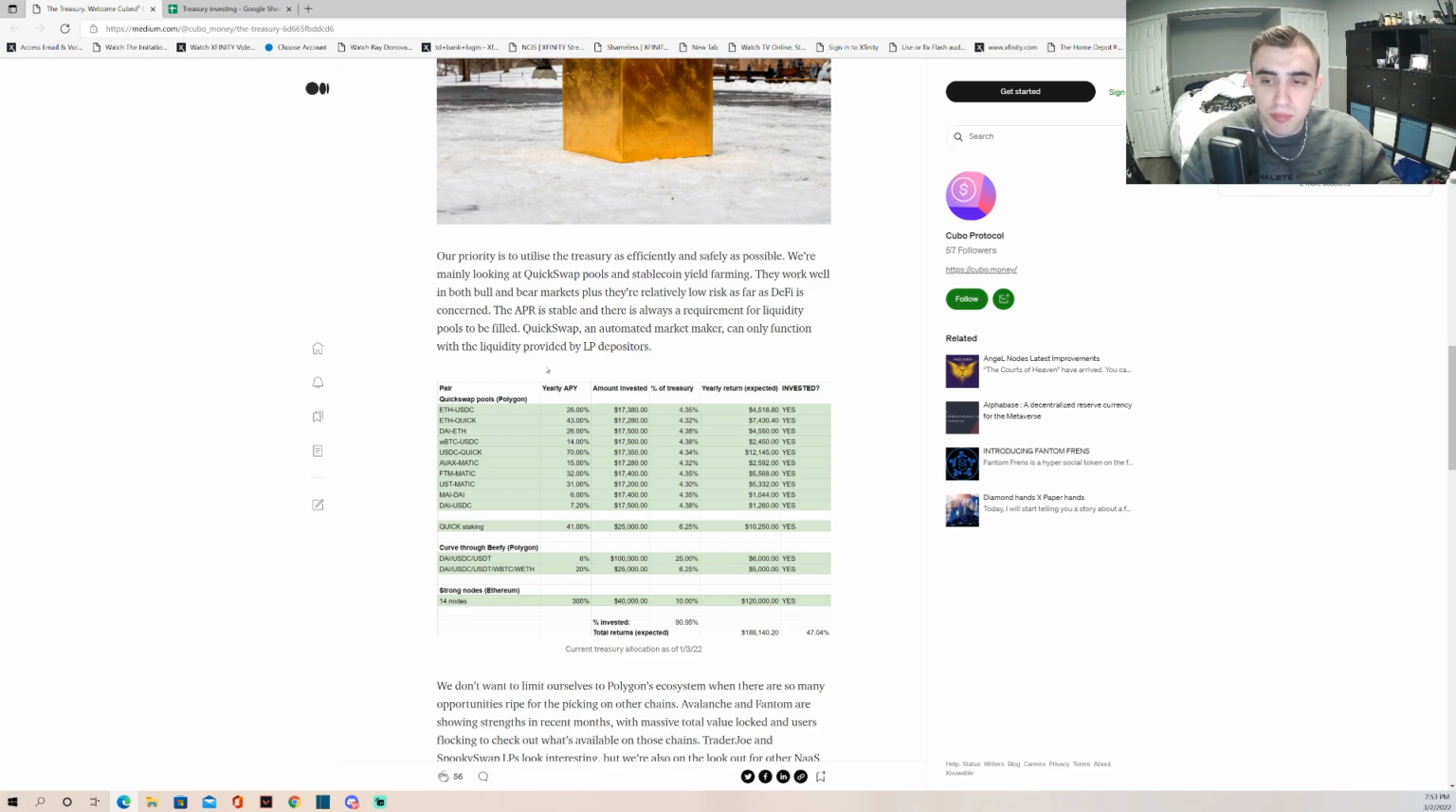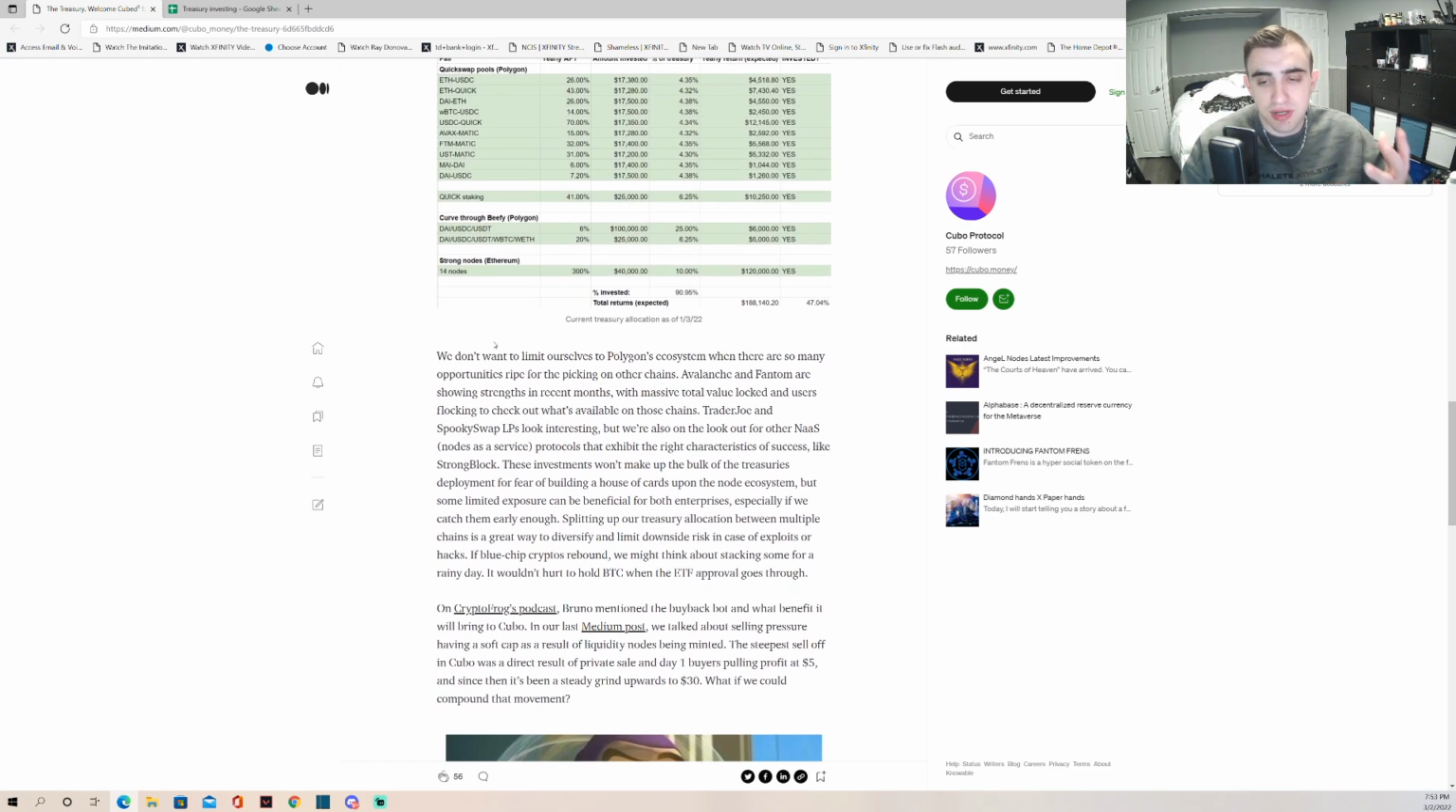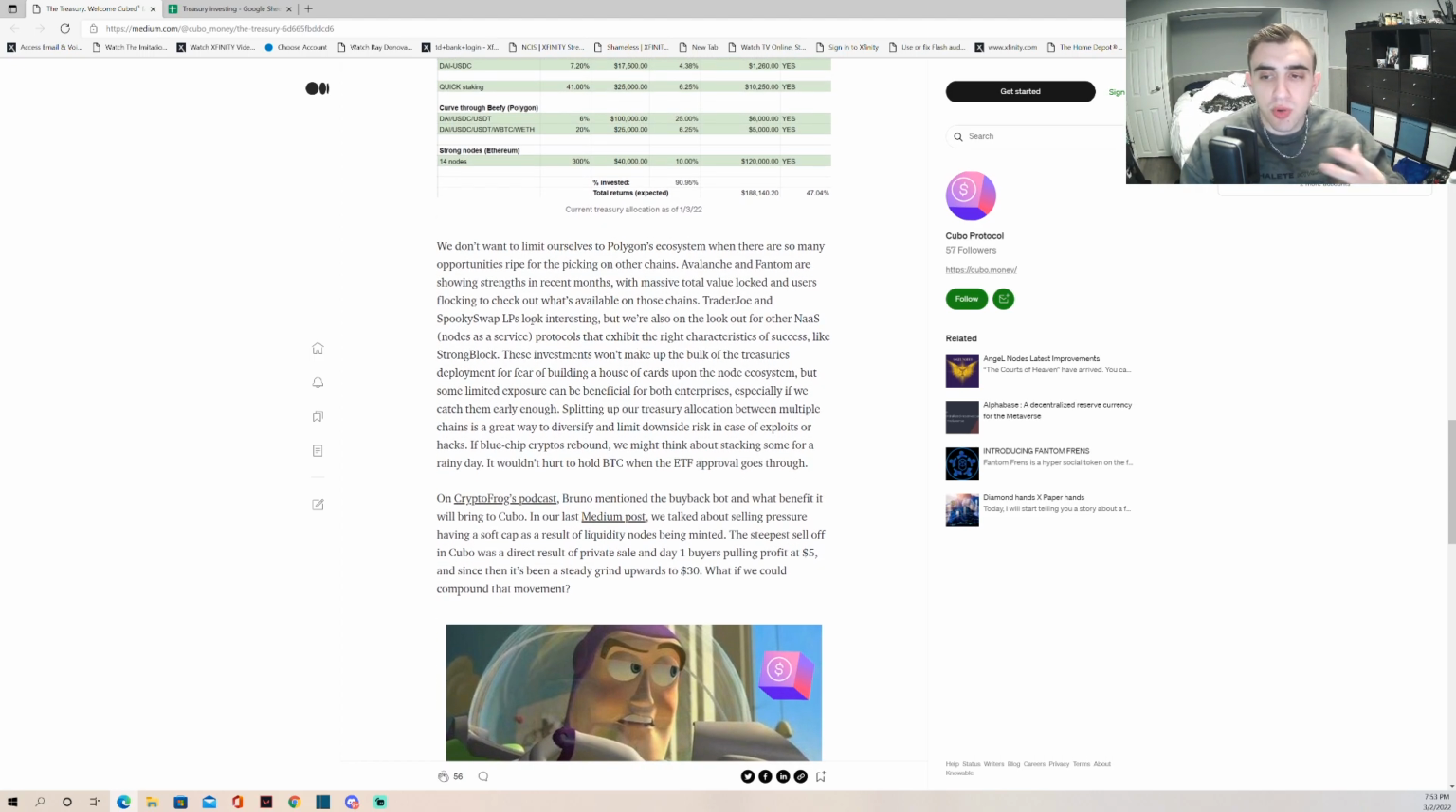QuickSwap, an automated market maker, can only function with the liquidity provided by LP depositors. So that's pretty important. They obviously believe in QuickSwap. We don't want to limit ourselves to Polygon's ecosystem. They eventually want to go to Avalanche and Phantom because they're showing strengths in the recent months, which I think is awesome. I think that's very important. I completely agree with that.